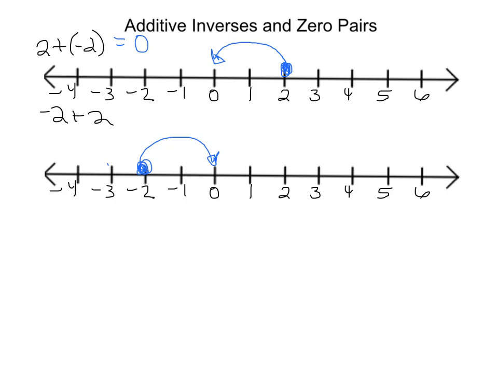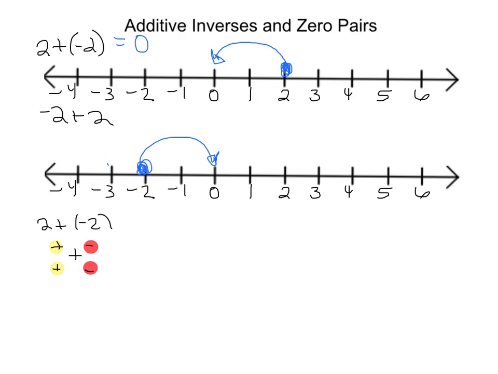Let's see if we can start with the same problem with markers. So here I'm starting with my 2 positive markers, which I'm showing as my yellow markers. I need to add to that 2 negative markers. So now I've added my 2 red markers, which I'm showing to be my negative markers. And notice that what I have is 2 zero pairs. Whenever you have a positive and a negative, they make a zero pair.